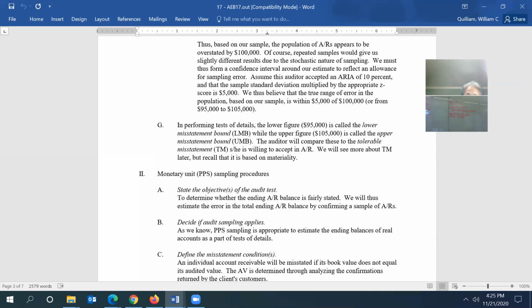Because tolerable misstatement is the maximum amount of error that we're willing to accept in the population and still see it as fairly stated. So if that tolerable misstatement is anything less than 105,000, we're going to say, oh, we can have up to 105,000 of error or misstatement in the population. So the population is not okay because we're only willing to accept up to 104,000, let's say, of error. That would be if 104,000 is our tolerable misstatement.